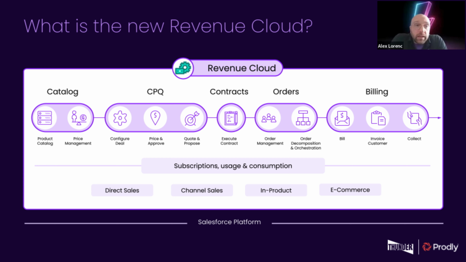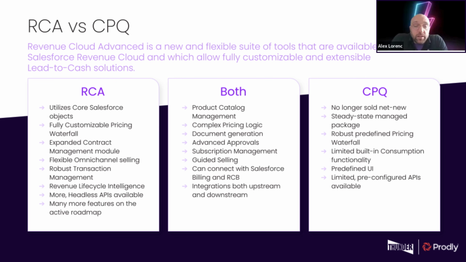And if we go to the next slide, just looking at some of the differences here. CPQ is no longer being sold net new. Technically, it's reached an end of sale per Salesforce, and that's one of the key things here to keep in mind. RCA is the future.